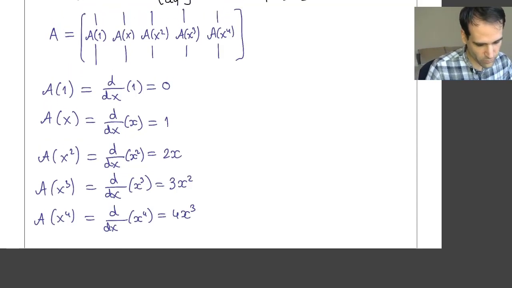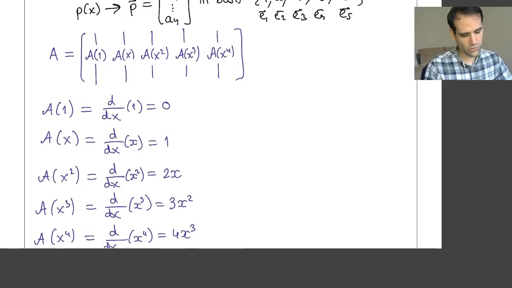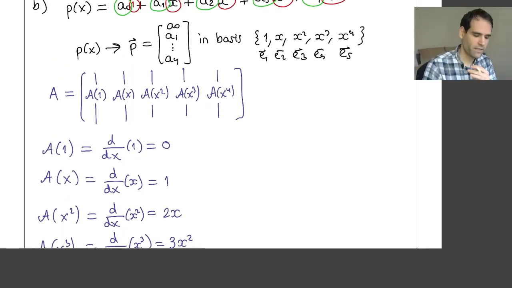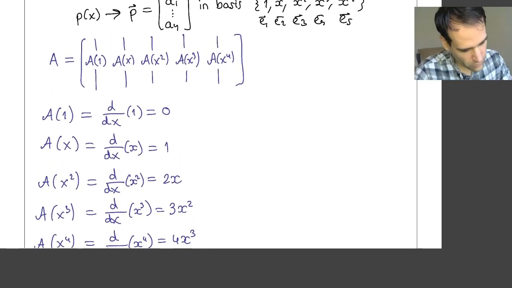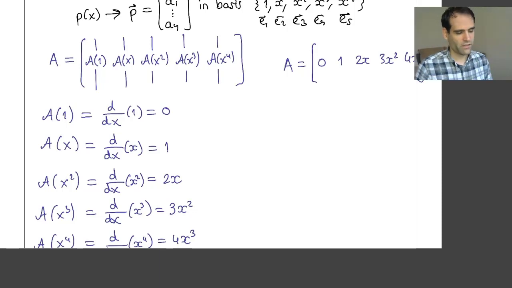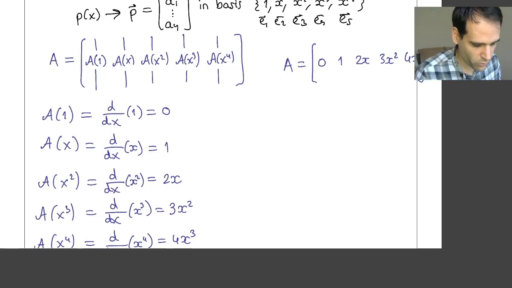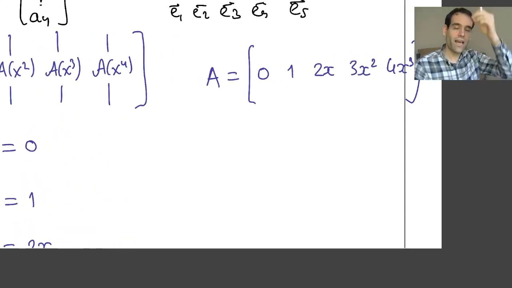Okay, so we found the 5 columns which should now go into the matrix. But now, of course, should we write our matrix like this? A equals, the first column is 0, then 1, then 2x, then 3x squared, and then 4x cubed. So this is not a matrix, because we need to express each of these terms as a vector using our basis.